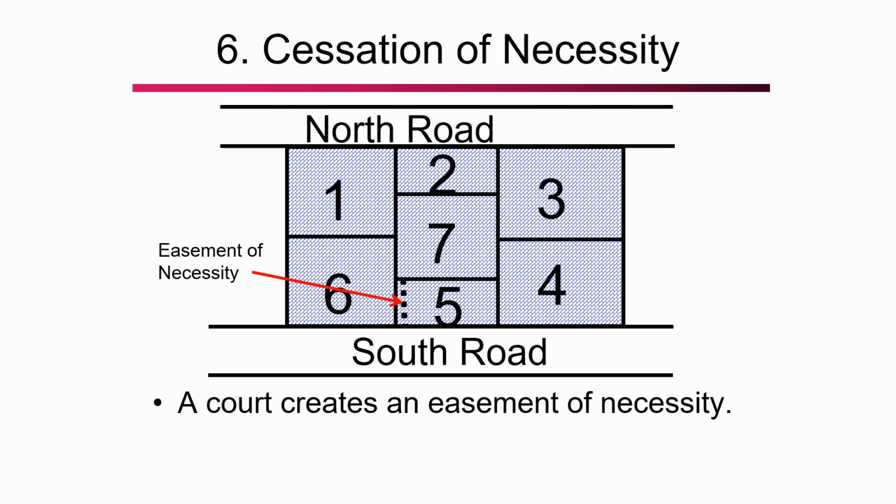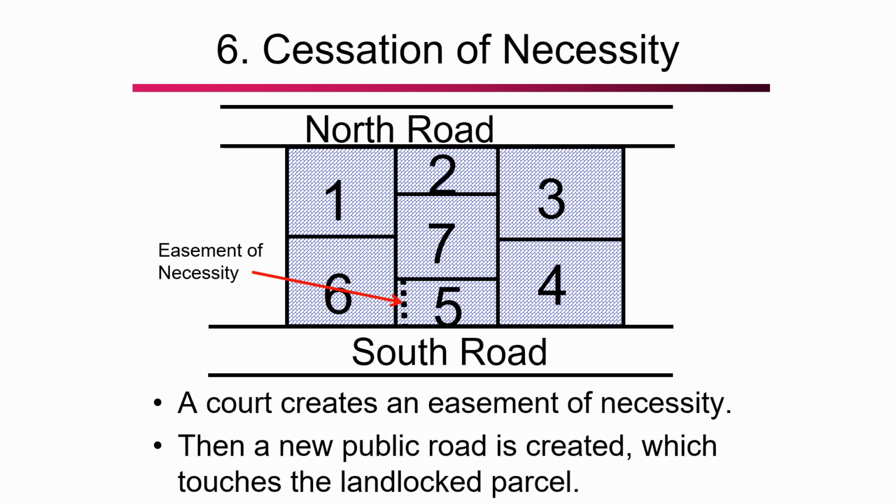So the court creates an easement of necessity, and then later a new public road is created and it touches the landlocked parcel, parcel 7. Well, now the owner of parcel 7 has no longer any need to use the easement of necessity, and the easement of necessity will be terminated. It exists only as long as there is absolute necessity for it.